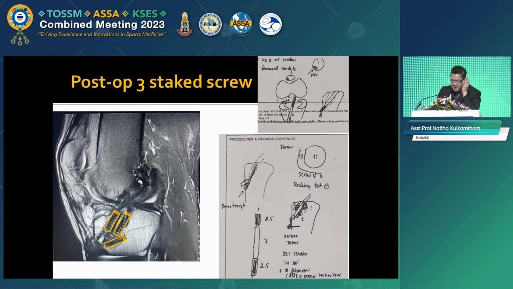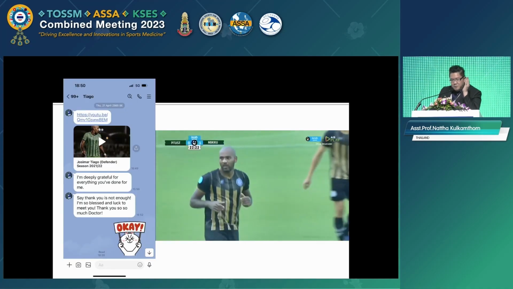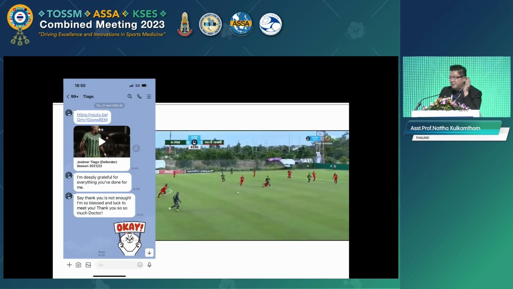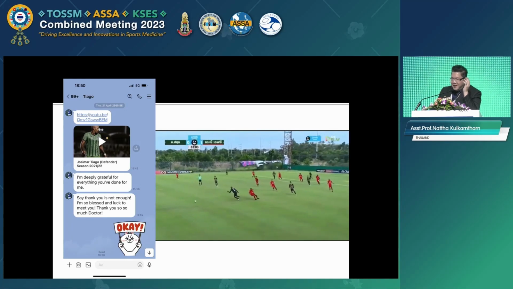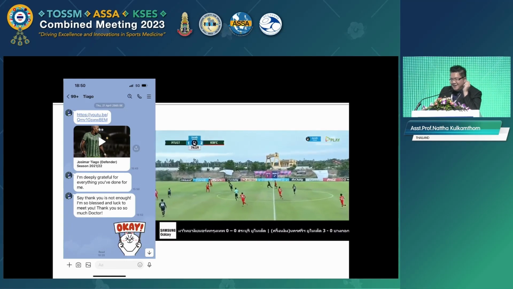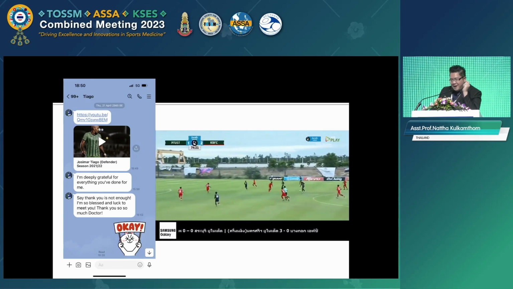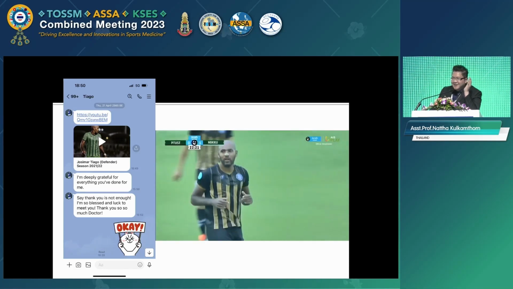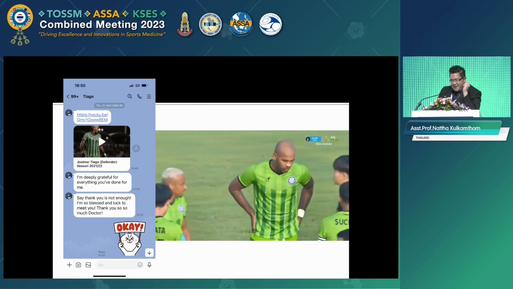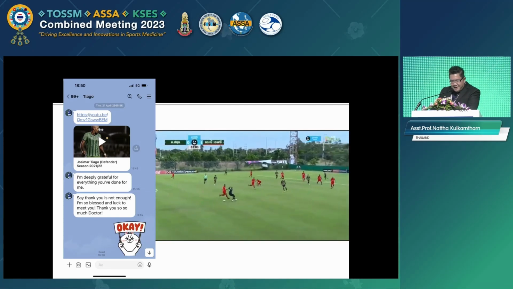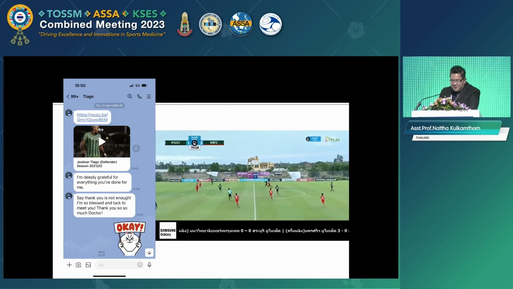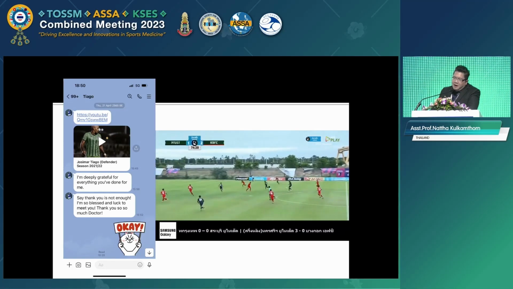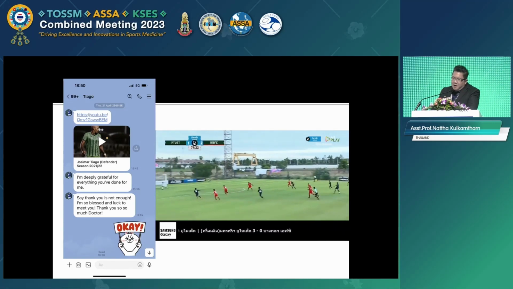I was so lucky, because the third screw saved my life. So I finished this case. He could be back to his professional league. He sent me the clip, after nearly 2 years of operation.